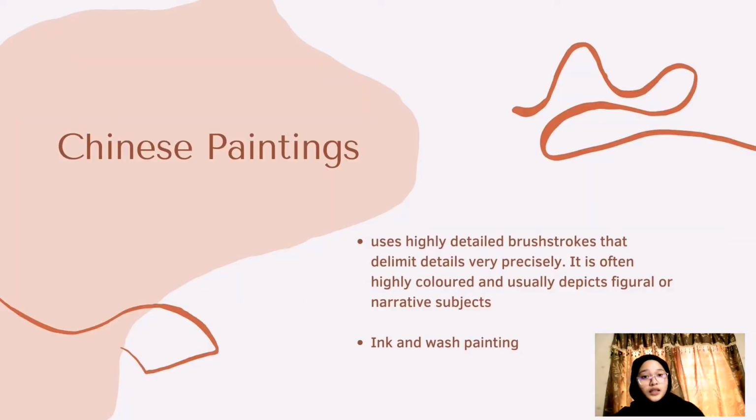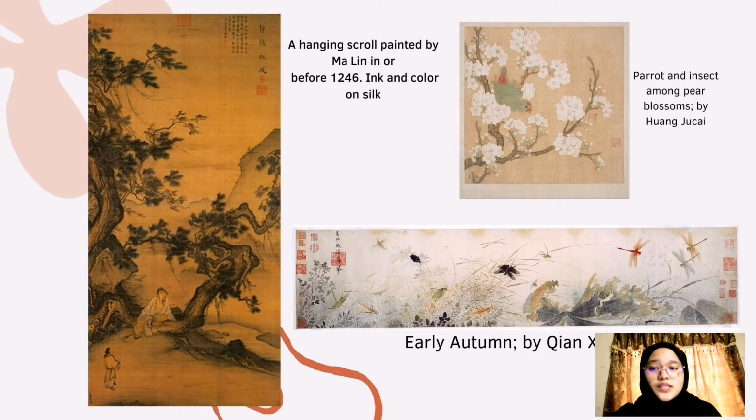So, did you know Chinese paintings use highly detailed brushstrokes that delimit details very precisely? It is often highly colored and usually depicts figural or narrative subjects, or maybe we can call it ink and wash painting. So, this is some of the painting that was made by Chinese artists.